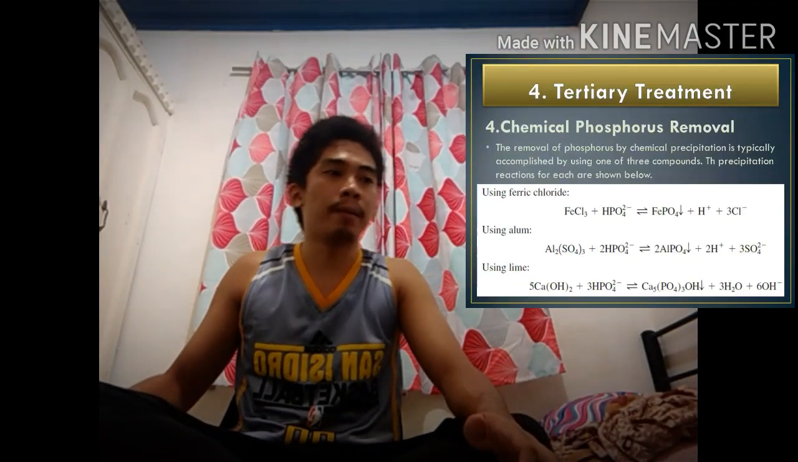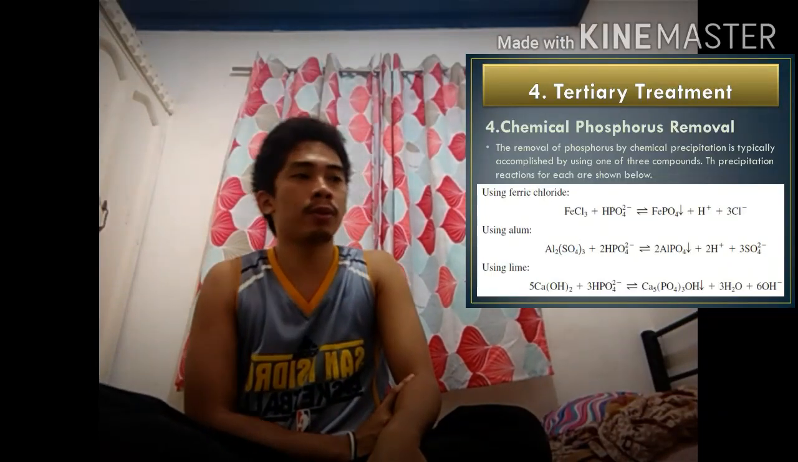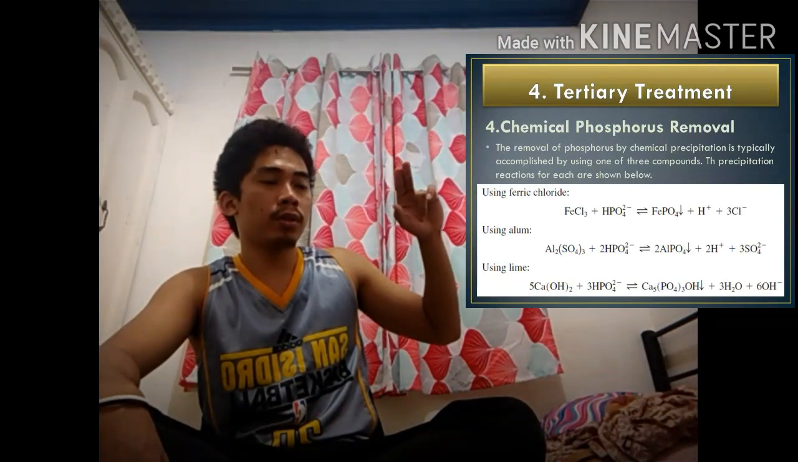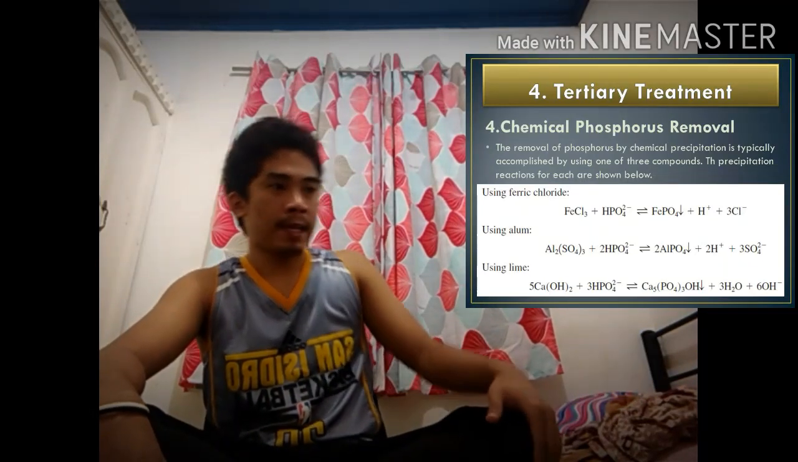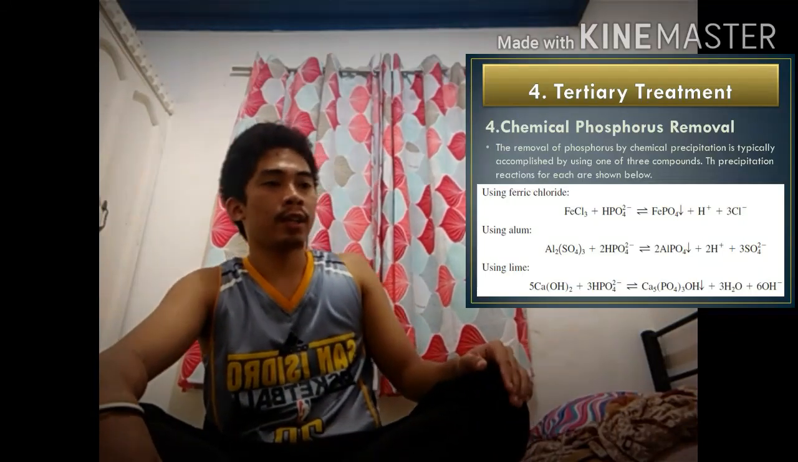Chemical phosphorus removal. The removal of phosphorus by chemical precipitation is accomplished by using one of three compounds. The precipitation reaction for each are shown below. So, kailangan jud i-remove ang phosphorus kay delikado siya. And these three compounds are used: ferric chloride, alum, and lime. And the precipitation reactions of these three ngani ang porma.